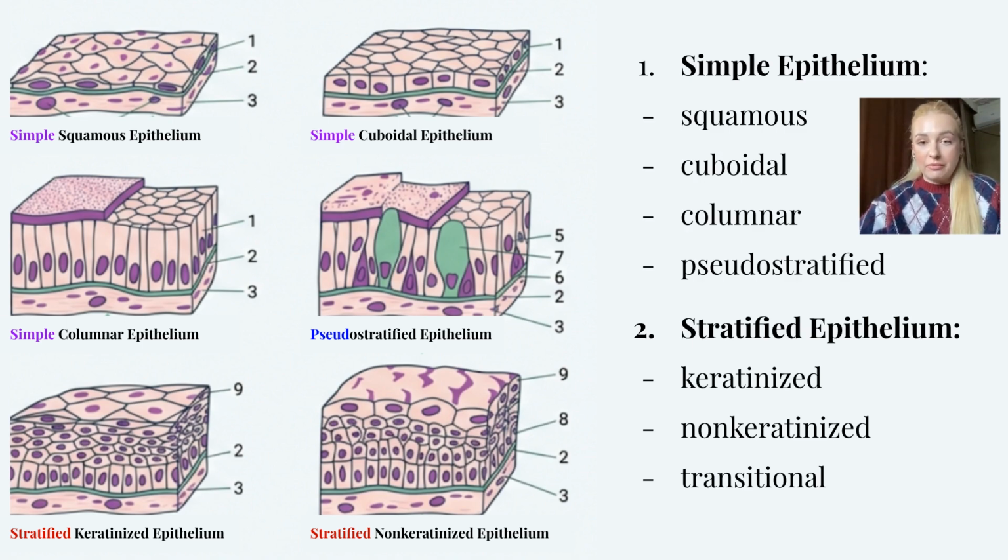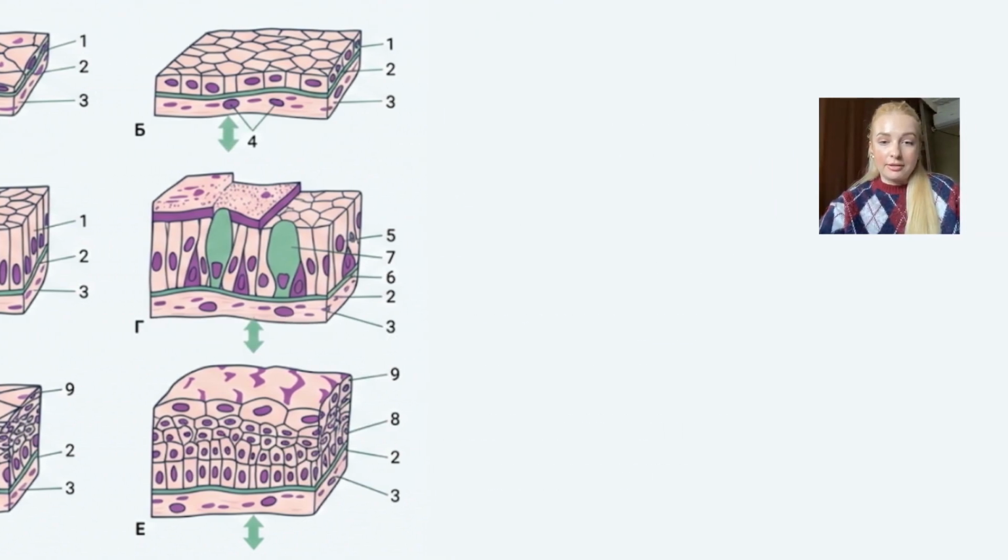And depending on the shape of the cells, simple epithelia can be either squamous, where the cells are flattened, or cuboidal, where the height and the length of the cell are equal, or columnar. Plus, we have columnar pseudostratified epithelium. We'll talk about it later on.